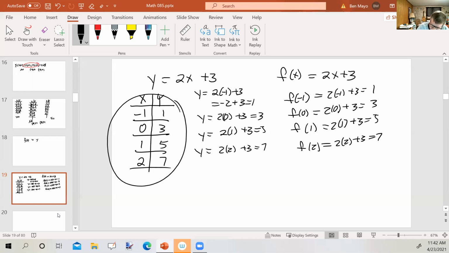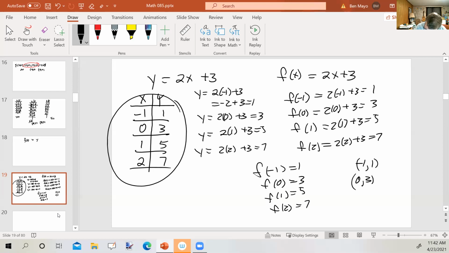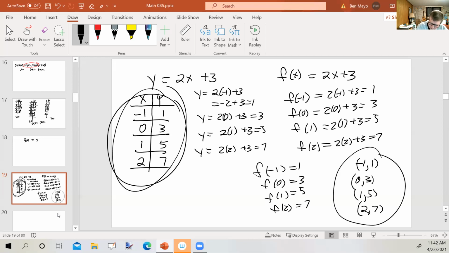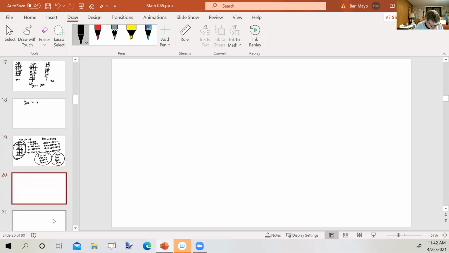So this corresponds to that, which also corresponds to these ordered pairs. So here it is in a table, here it is as ordered pairs, here it is using function notation. Okay. Now, let's do some more examples dealing with that.